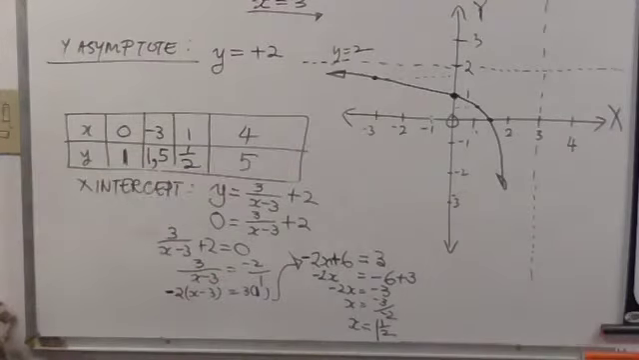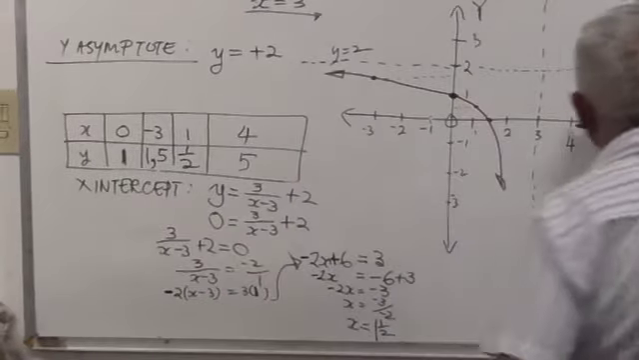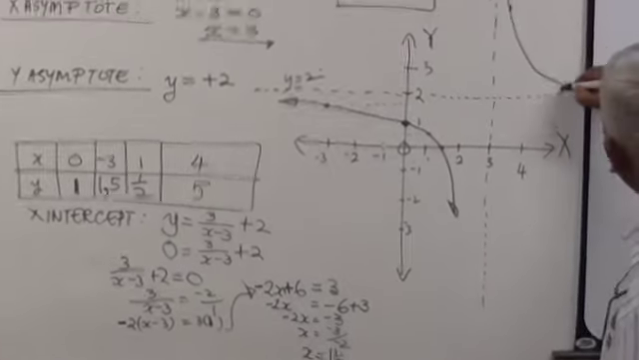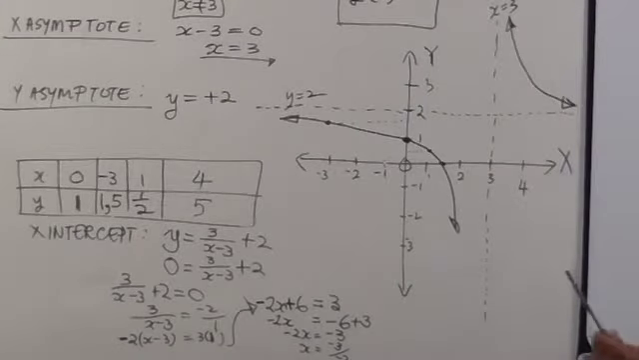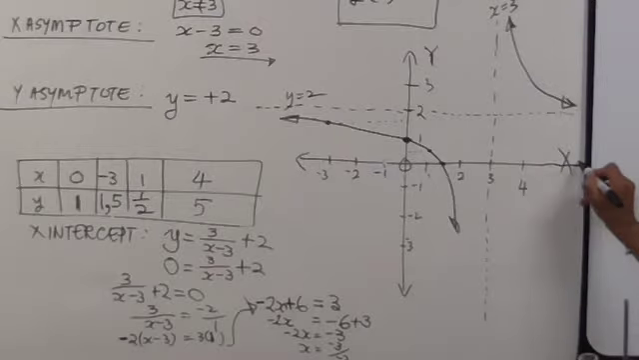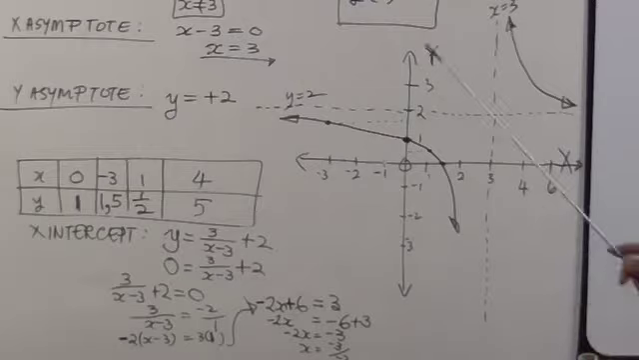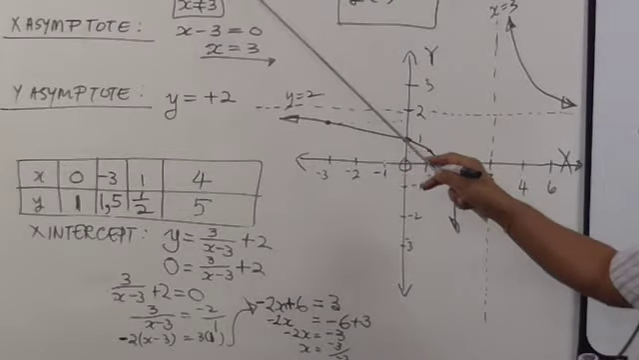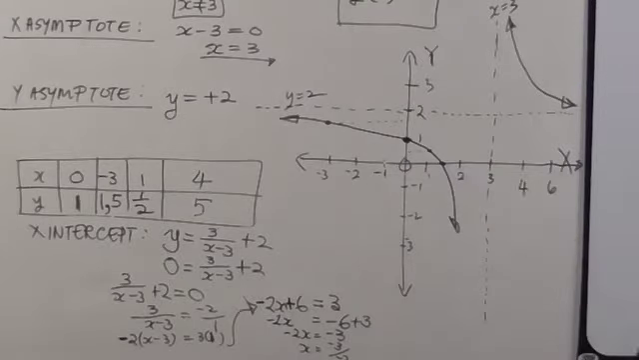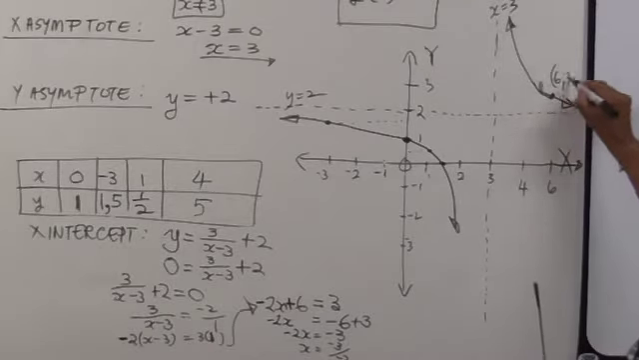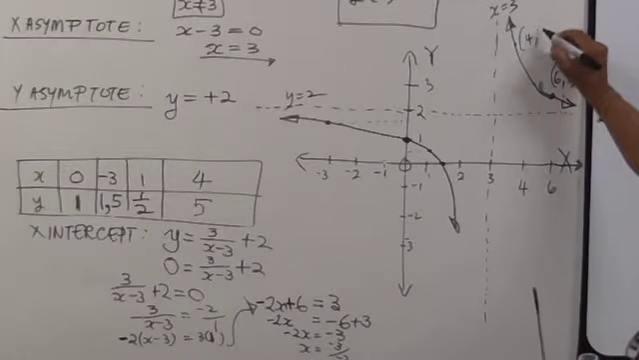And then for this side, we just need one ordered pair, and that will be enough. There's 4, 5 will be somewhere here. Alright? So this graph will come this way. If you want to just try 6, somewhere here will be 6. So if you put 3 over 6 minus 3, that will give you 3 over 3, which is 1. 1 plus 2 is 3. So for 6 it is actually 3. For 4 it is actually 5.